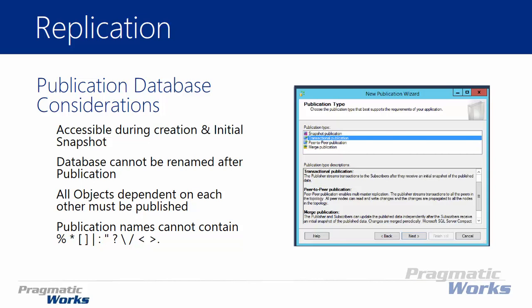All objects dependent upon each other must be published. So if you have a primary key, foreign key relationship, or if you have stored procedures and tables you're publishing, if they're dependent upon each other, those have to be published. And there's some special characters here that publication names cannot contain.